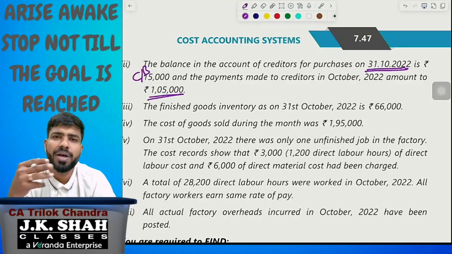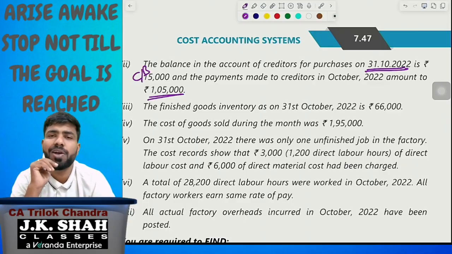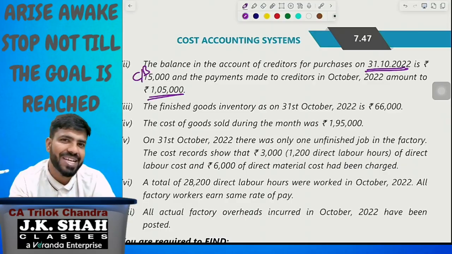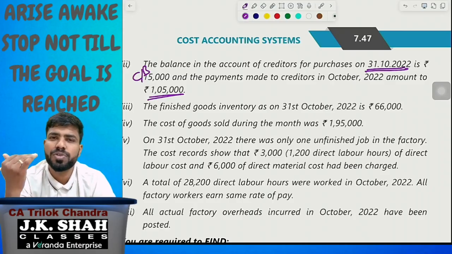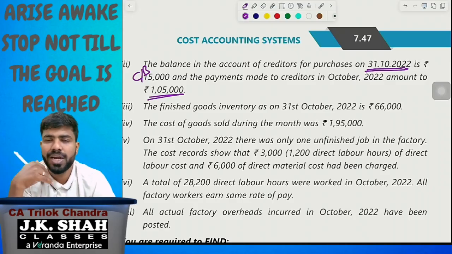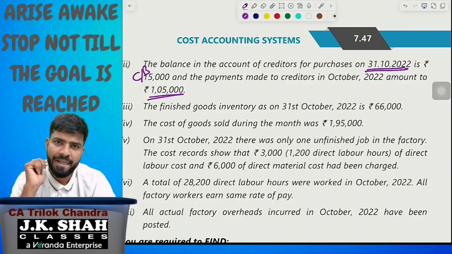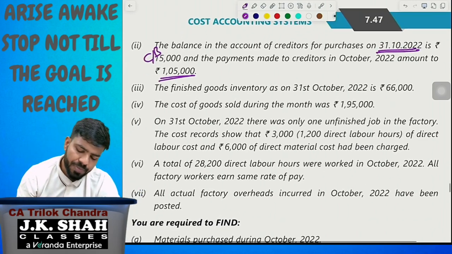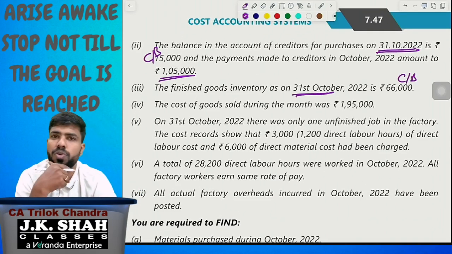What is the entry that we can pass? Creditors account debit to GLA account. We are not going to use the word cash. In place of cash, we are going to use the dummy account, GLA account. Creditors to GLA. Next, point number 3. The finished goods inventory on 31st October is nothing but the closing balance of the finished goods.